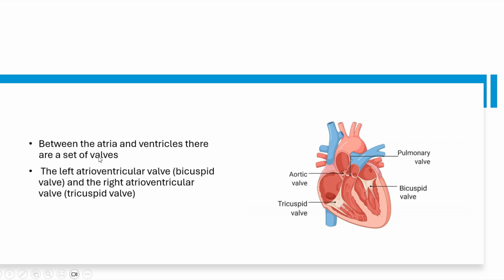Between the atrium and the ventricles, there are a set of valves. These valves are called the bicuspid and the tricuspid. Collectively, they're called the atrioventricular valves, or AV valves is another name that you can call them. So the tricuspid is between these two chambers over here, and the bicuspid is between these two here.